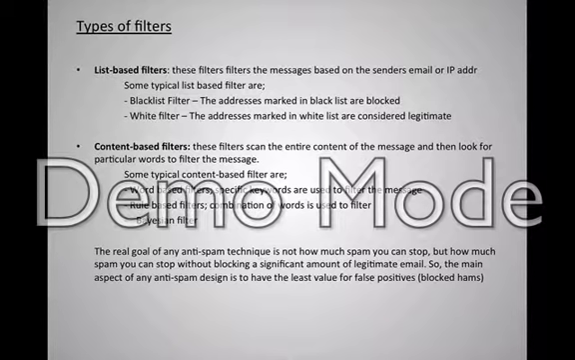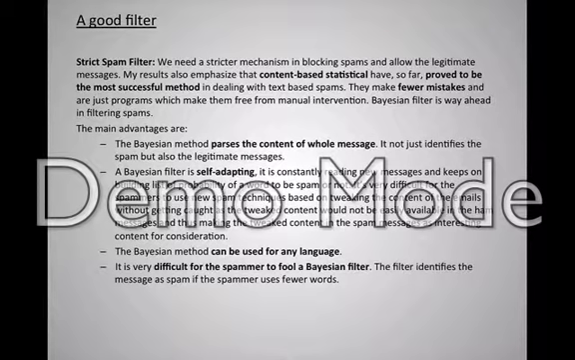The real goal of an anti-spam technique is not how much you can stop, but how much you can stop without blocking a significant amount of legitimate mail. So the aim is to keep the false positive rate to a minimum. A good filter should be strict enough.